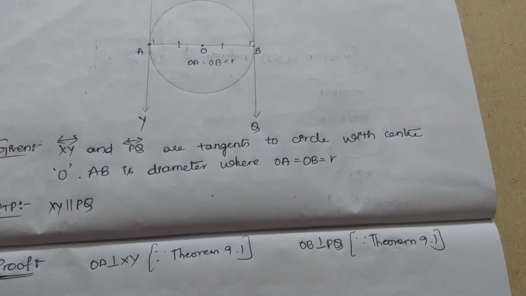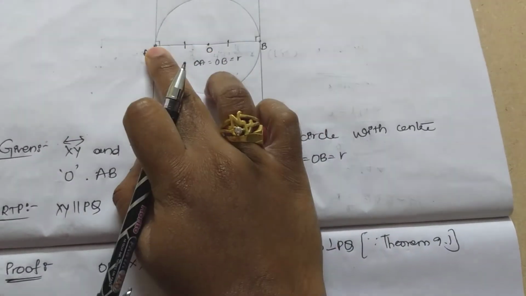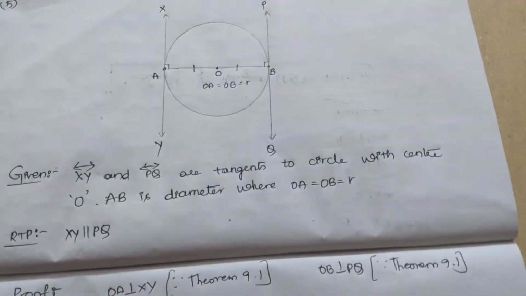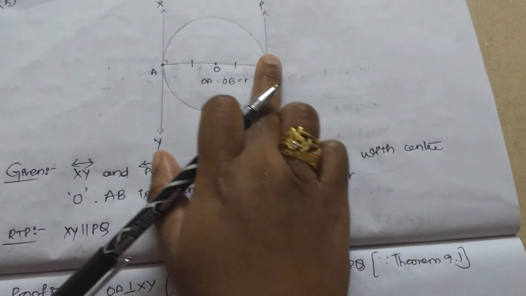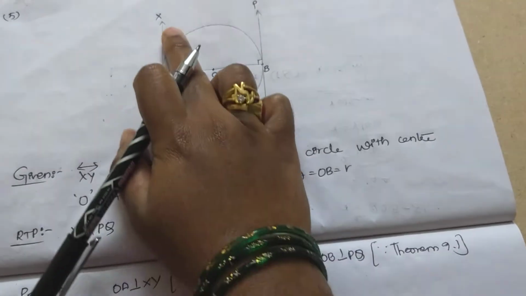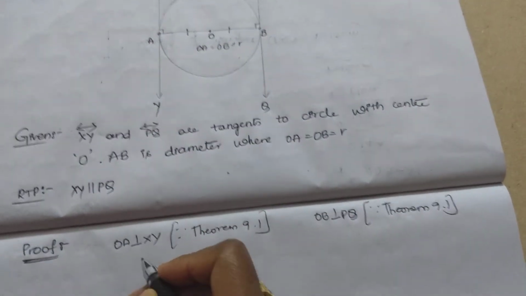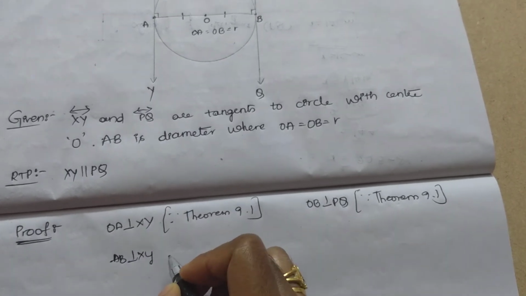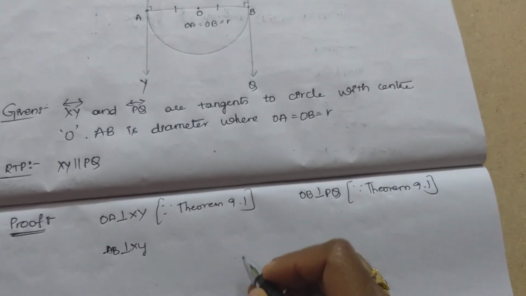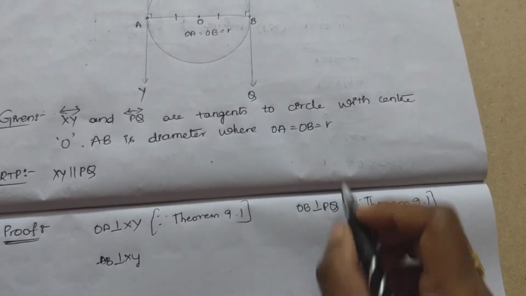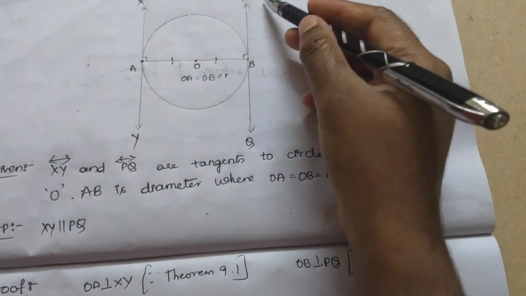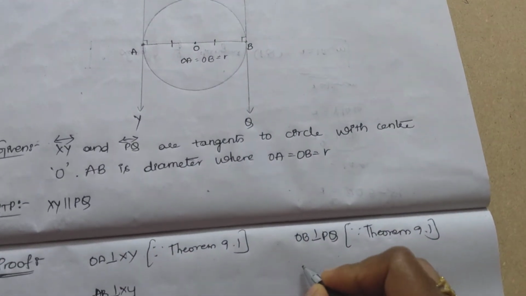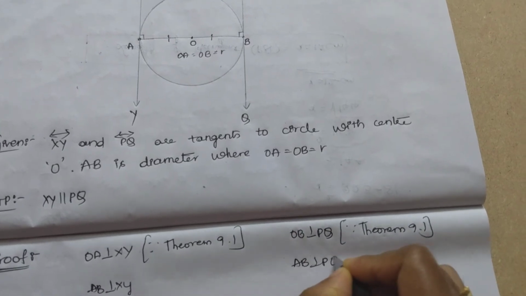Here, if OA is perpendicular to XY, then it means what? This AB is also perpendicular to XY, right? Correct? Because this entire line is at 90 degrees to the tangent XY. So write it here: AB is perpendicular to XY. And here when you see OB is perpendicular to PQ, it means AB is also perpendicular to PQ. Correct? Write it here: AB is perpendicular to PQ.